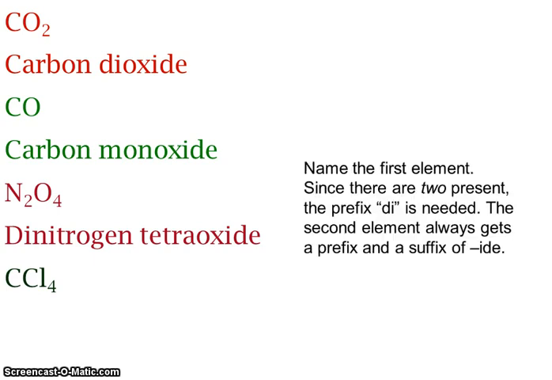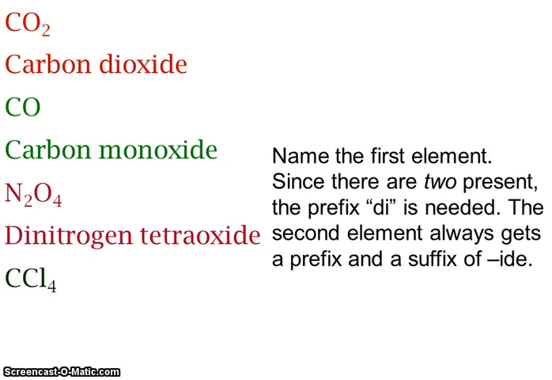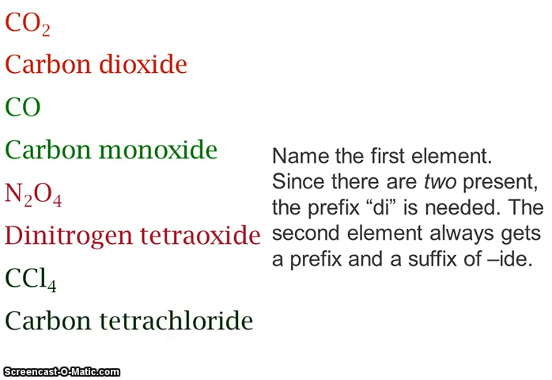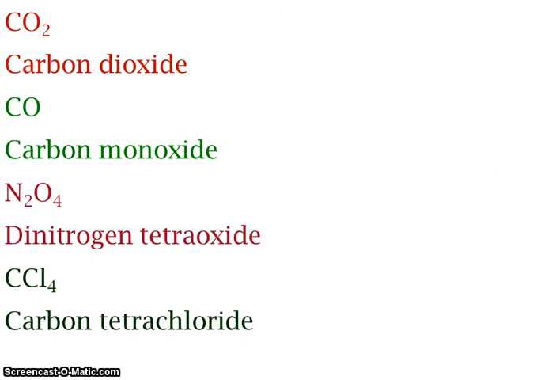Last example for this type of system, CCl4. Again, that's a singular carbon, so we don't need a prefix for that. But we do have 4 chlorides, so we're going to use our tetra prefix for our chlorides. So we have carbon tetrachloride.